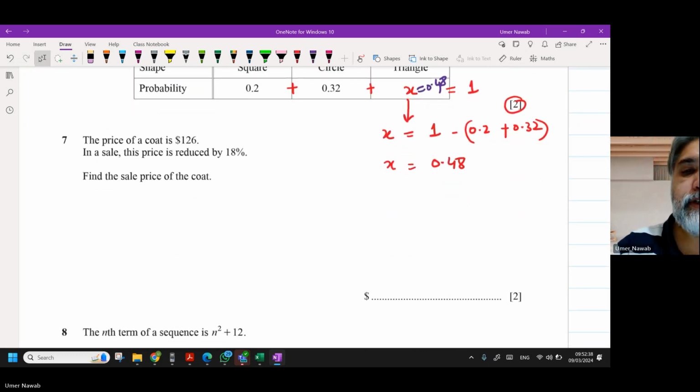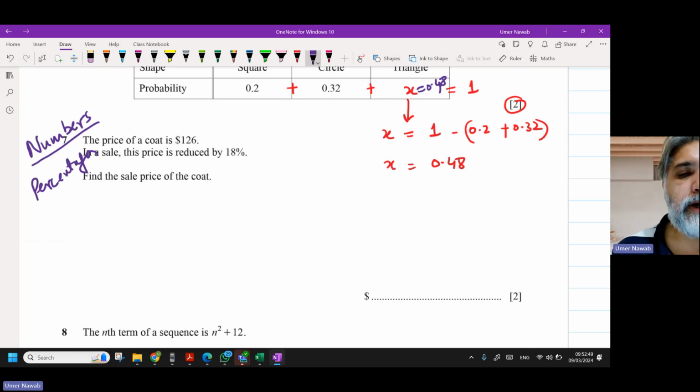Next question is on numbers. Subtopic is percentage. The price of a coat is $126. In a sale, this price is reduced by 18%. So we are finding the sale price. So the sale price is equal to, what is the cost price, guys? $126. Now cost is based on the actual price, in percentages I assume as 100. This is the rule, guys. So 100 is always representing your cost price.